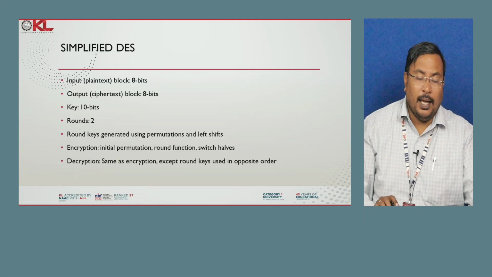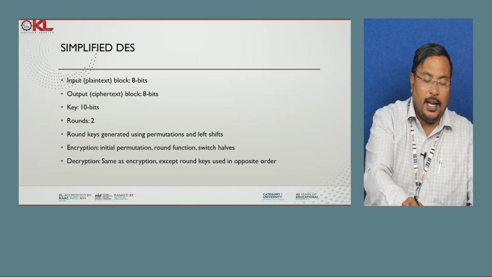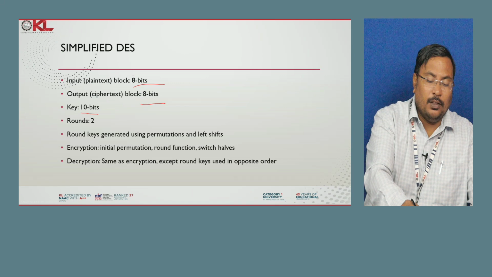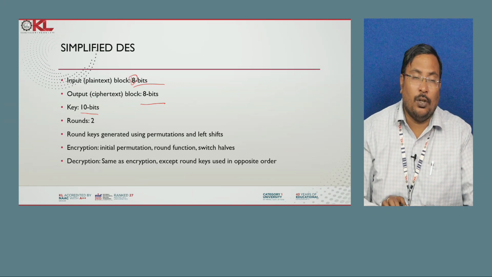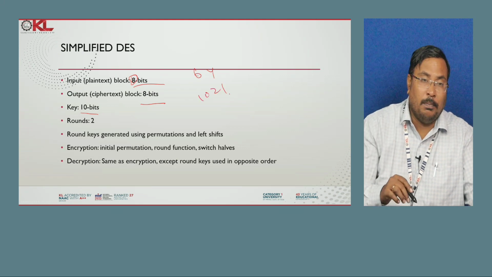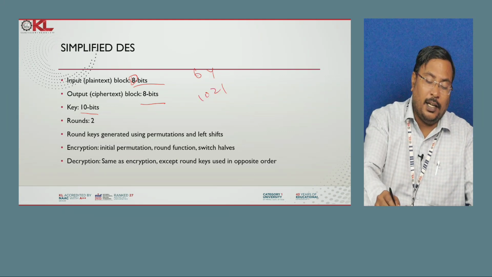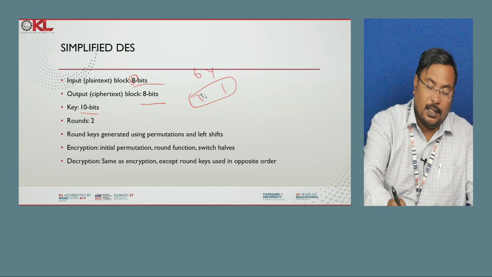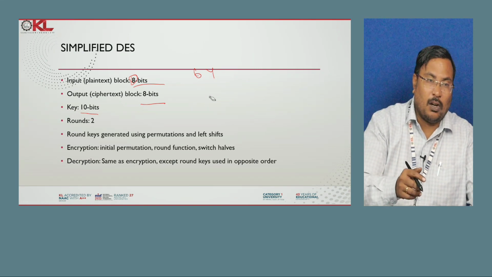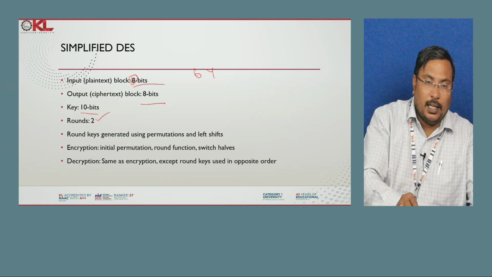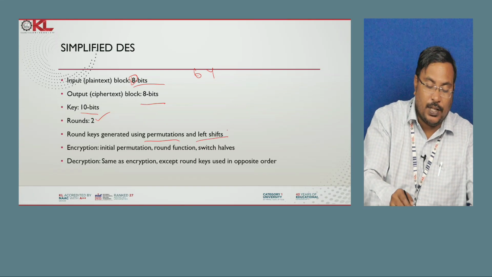So coming to SDES, the input size is 8 bits, the ciphertext size is also 8 bits, and the key is 10 bits. Even though the plain text is 8 bits, you use 10 bits. If the plain text is 64 bits, you need to use 1024-bit keys. All these keys are generated by using a key generation algorithm with the help of a 64-bit key only. That will be discussed in the SDES algorithm. The number of rounds will be 2, and round keys are generated by using permutation and left shifts.